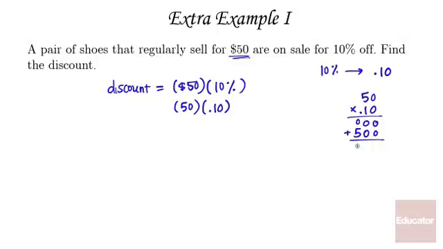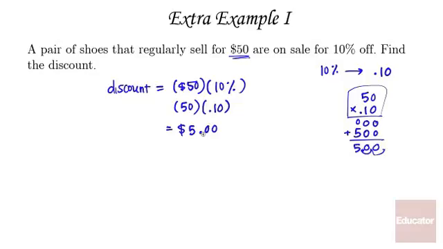Now we add. It's going to be 5, 0, 0. How many numbers do you have behind decimal points? We have 2. So start at the end here, and you're going to go 1, 2. So my discount is going to be 5.00, which is the same thing in money. It's going to be $5. That's how much the discount's going to be.